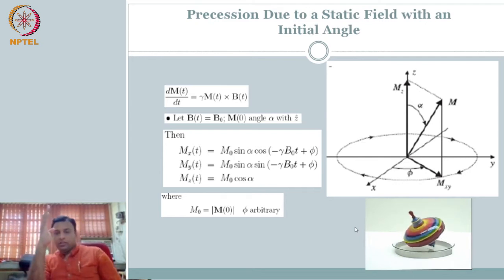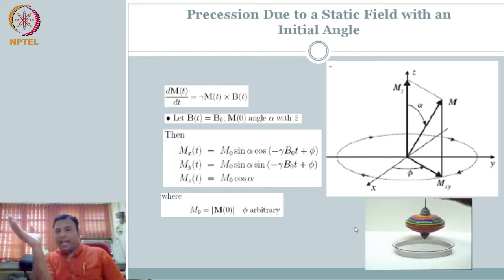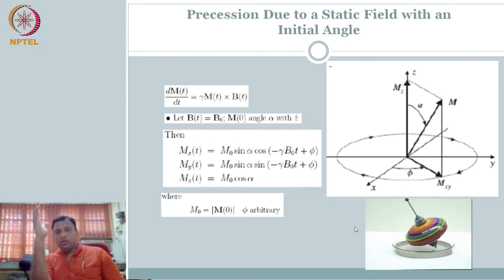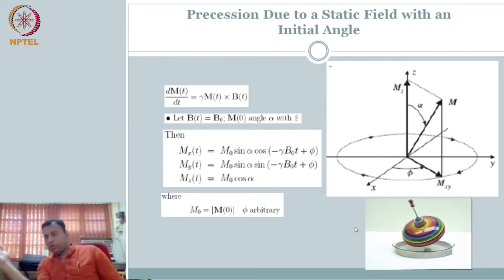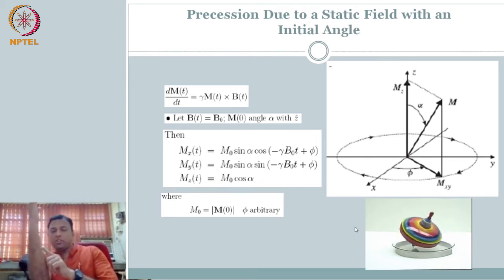So this is your top. If you keep the top without angular momentum, what is going to happen if I place my top here without any angular momentum, no spin? What will happen? It will fall down. So gravity is trying to pull it this way. Therefore, what you have is an angular momentum. It is rotating about this axis, so rotating about this point.